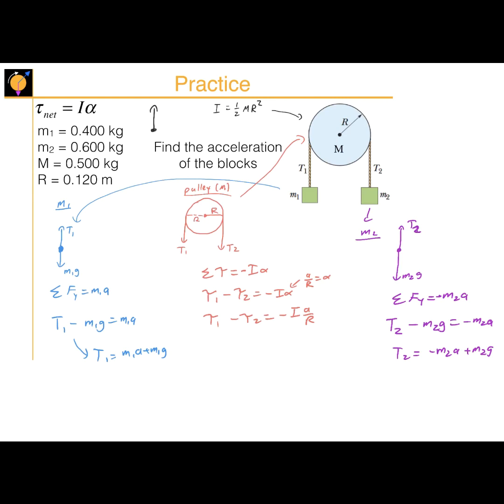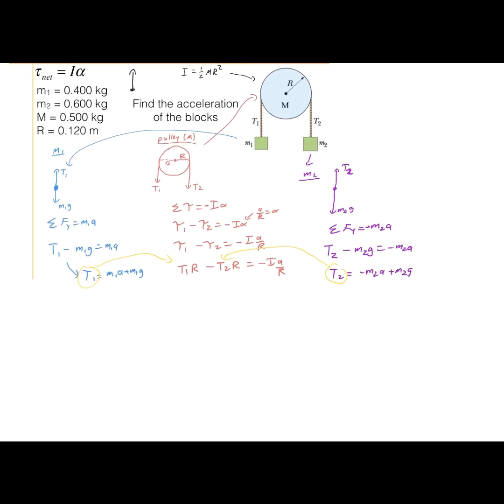So the torque is going to be equal to tension 1 times the radius minus tension 2 times the radius, is equal to minus IA over the radius. So I am now going to take this tension 1 here, plug it into here, take this tension 2 here, plug it into here, and solve for the acceleration. It's a bunch of math.